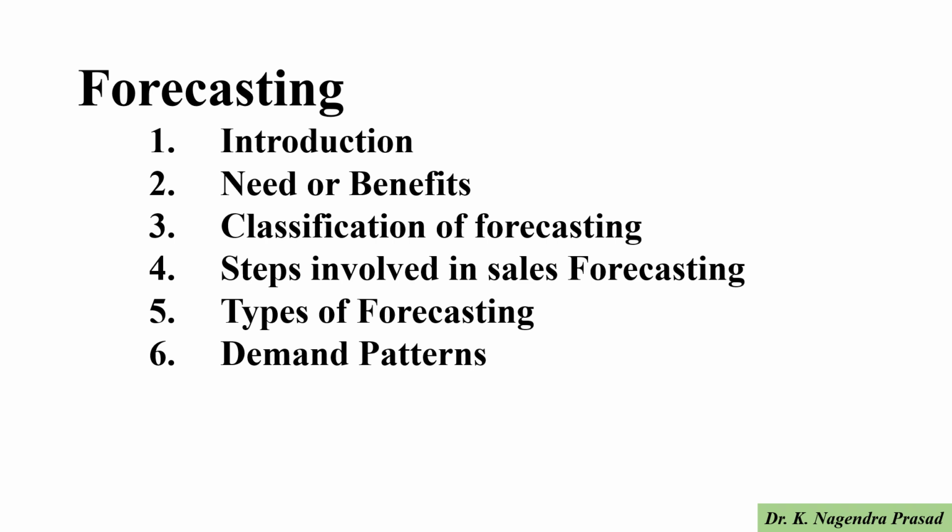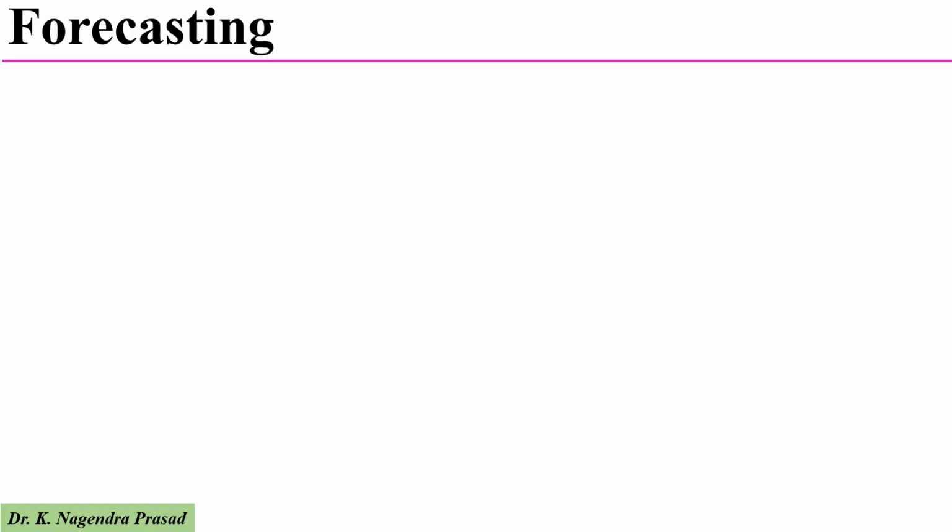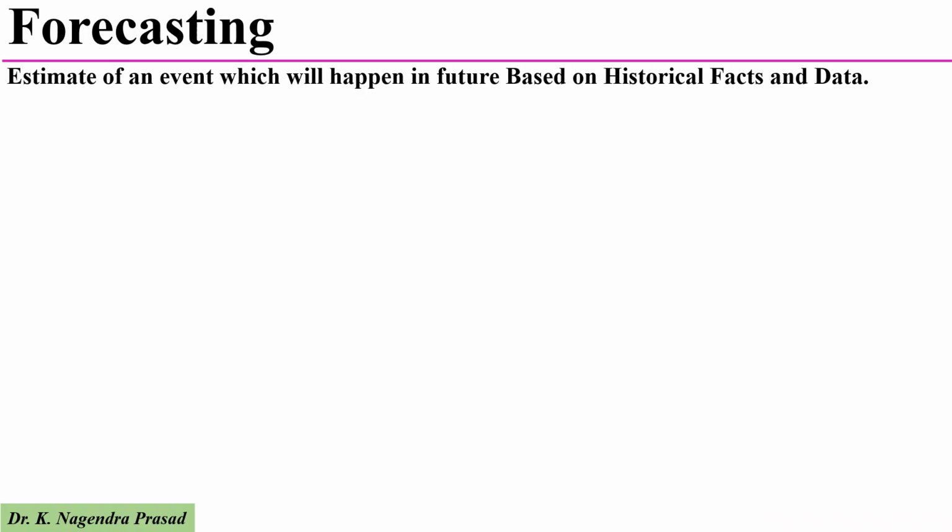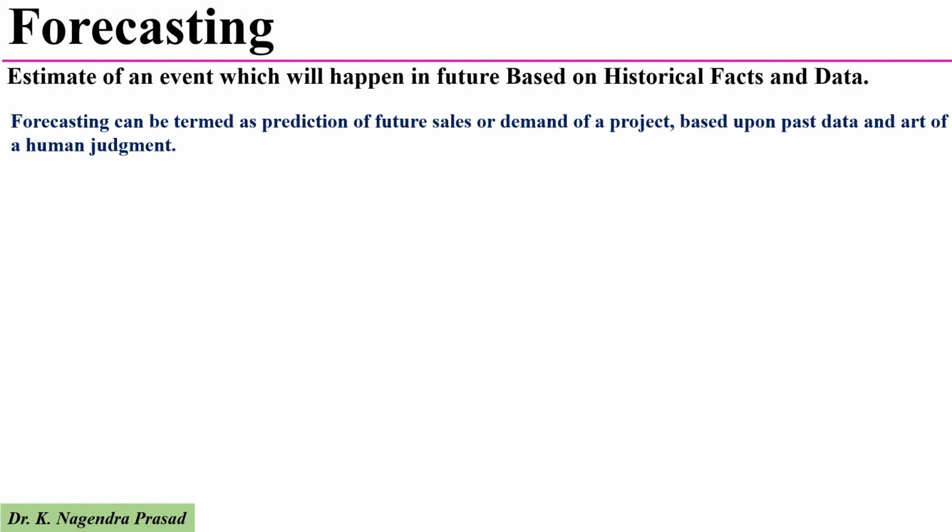In the present video, we will discuss the introduction and theory of forecasting. Let's see the definition of forecasting. Forecasting is an estimate of an event which will happen in future based on historical facts and data. So forecasting can be termed as prediction of future sales or demand of a product based upon past data and the art of human judgment. So forecasting is the prediction of future sales based on the previous data.